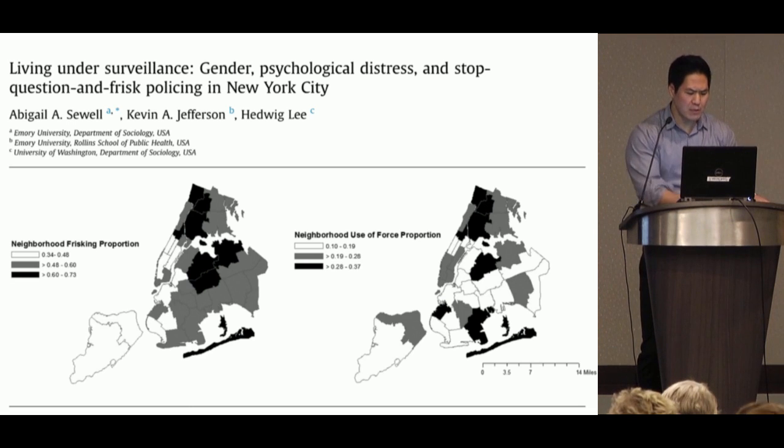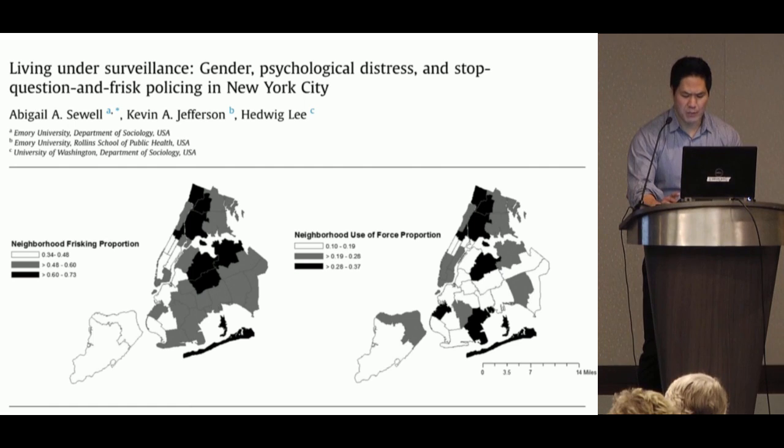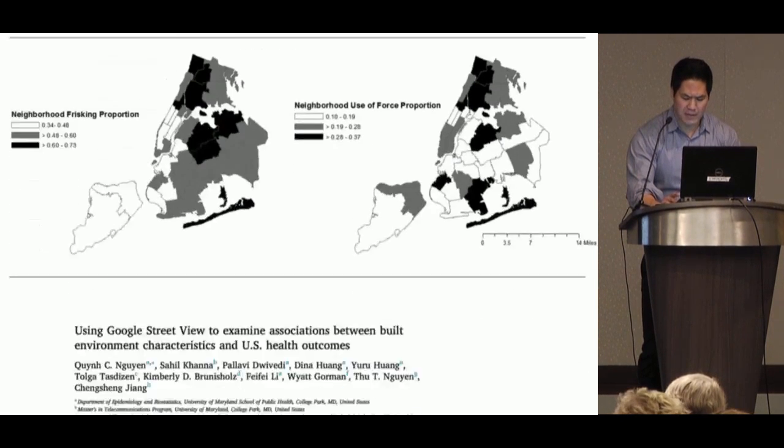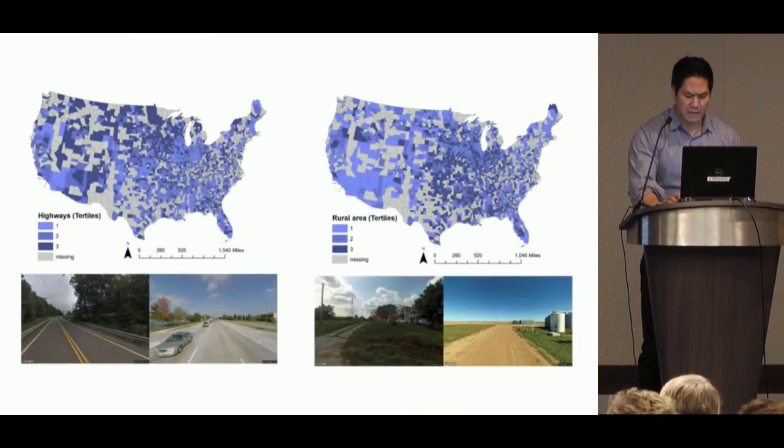So, as the ways in which information is gathered have evolved, so have the ways in which people have analyzed them. For example, this is a recent study that was just released. Quinn Nguyen and colleagues analyzed 16 million Google Street View images of street intersections across the US. And what they found was that those areas characterized as rural had higher obesity, diabetes, premature mortality, physical distress, physical inactivity, and very poor self-rated health.